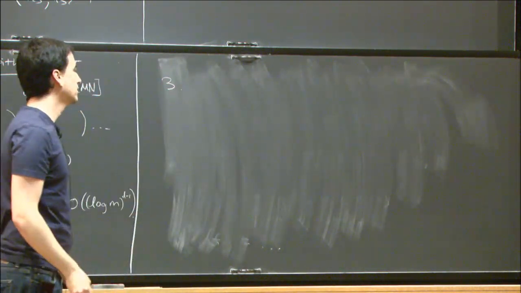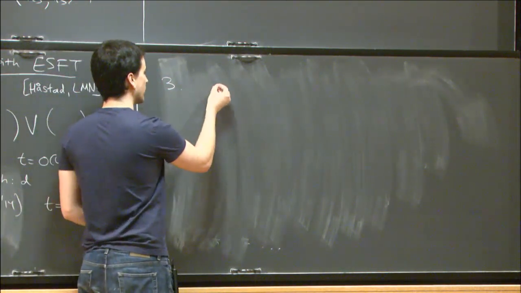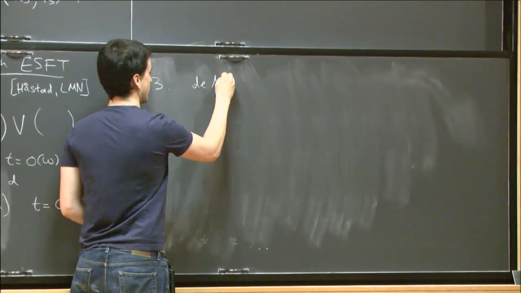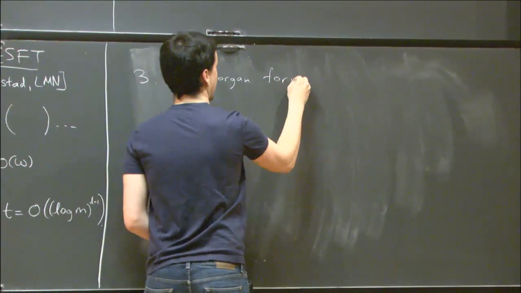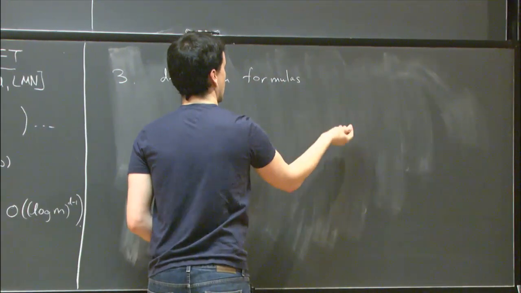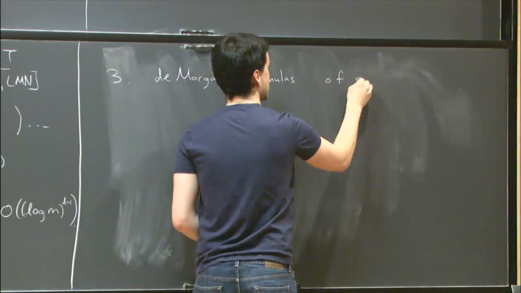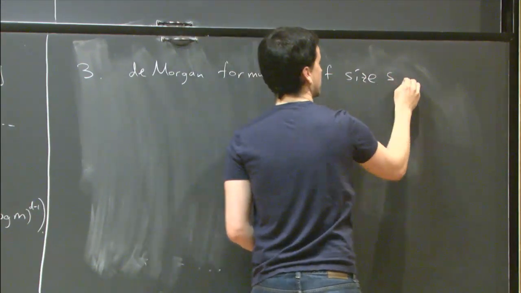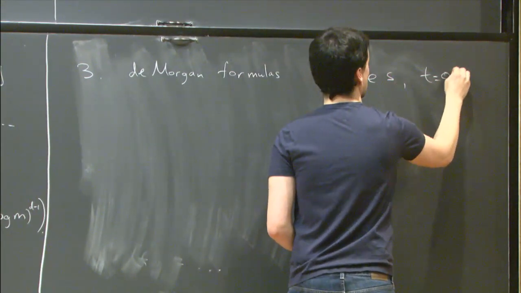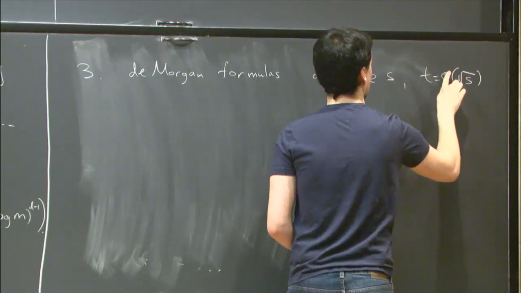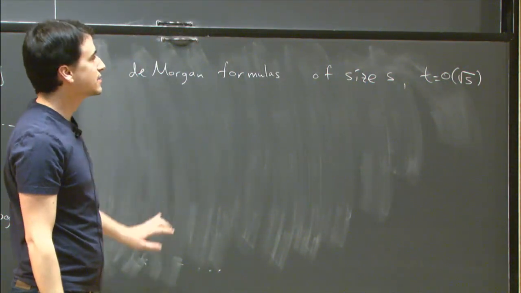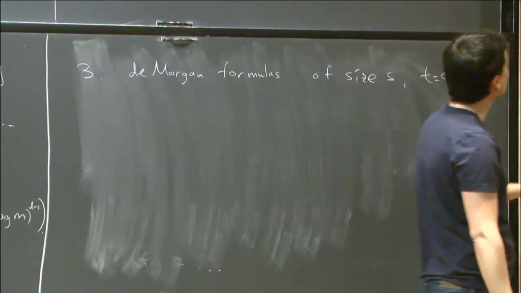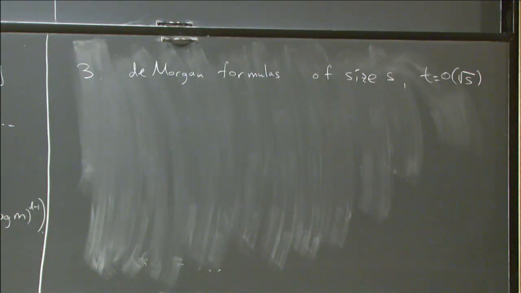The third example is of De Morgan formulas of size s. They have this property with t equals square root s. And what are De Morgan formulas of size s? It is pretty similar to this picture with a few changes.